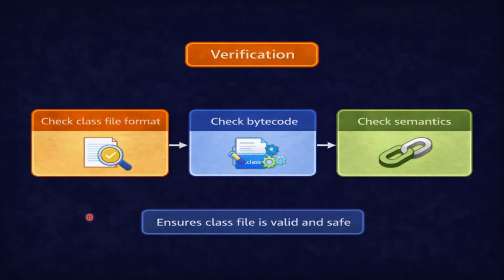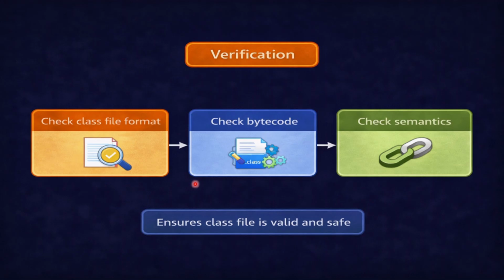So in verification, the JVM checks that the class file is genuine by looking for a special signature at the start and making sure all the parts inside it are in the correct order. If anything is wrong, it rejects that file. In verification, the first part is that it checks the class file format. What does it mean? The JVM checks that the class file is genuine by looking for a special signature at the start and making sure all the parts inside it are in the correct order. If anything is wrong, it rejects the file.